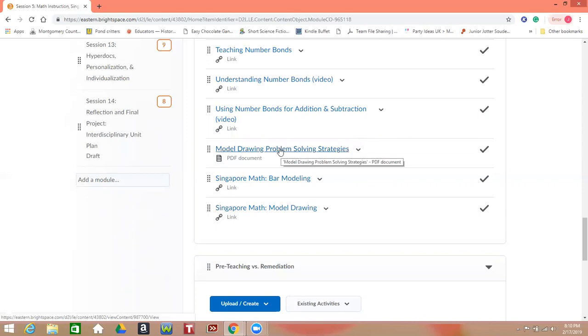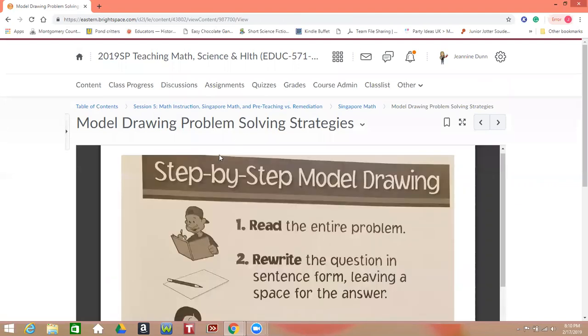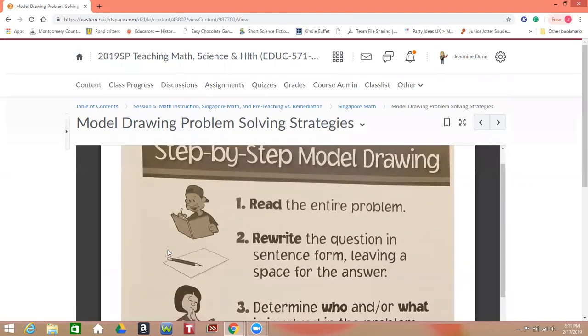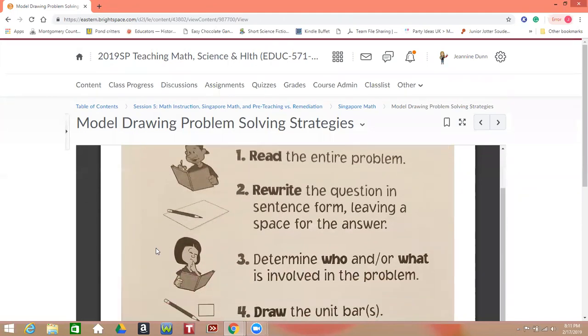they're sometimes called. So here's a document that kind of explains the bar model process. It's actually considered a problem-solving strategy. So these are the steps for the problem-solving strategy. First, you read the entire problem. One thing that they encourage is to rewrite the question in sentence form, leaving a space for the answer.